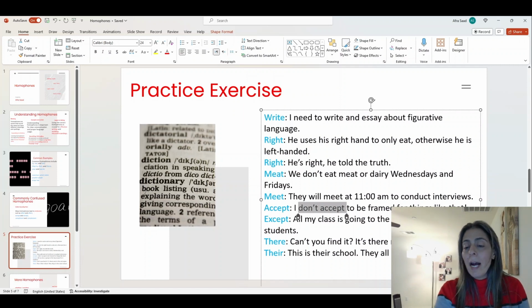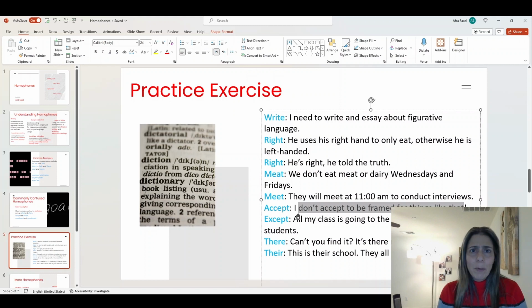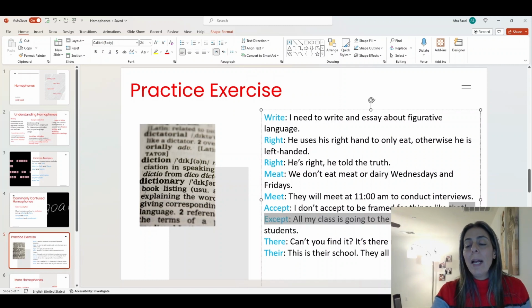So I would say, I don't accept to be framed for things like that. If someone says that I'm not telling the truth, I don't accept to be framed with lying. So I don't accept. I don't agree. I'm not taking that. But if it's except with an E, this is, like I said, excluding something from a group. And so if I say all my class is going to the trip except for 3 students.